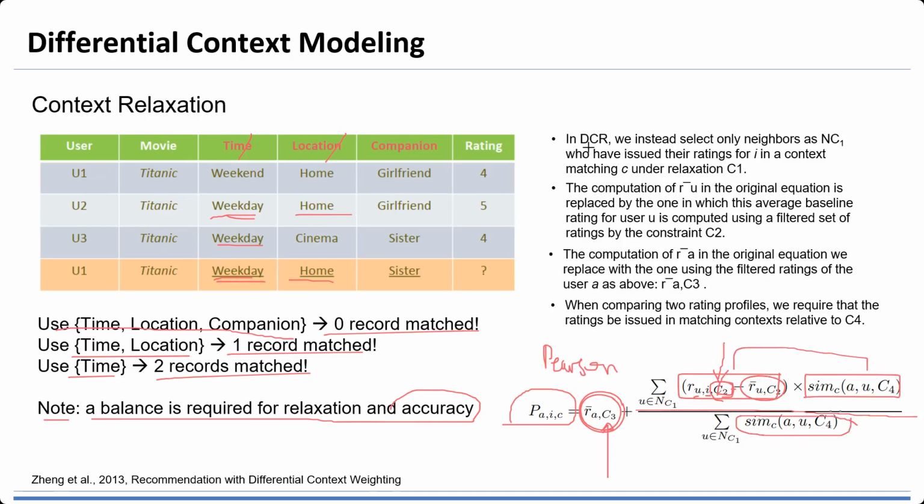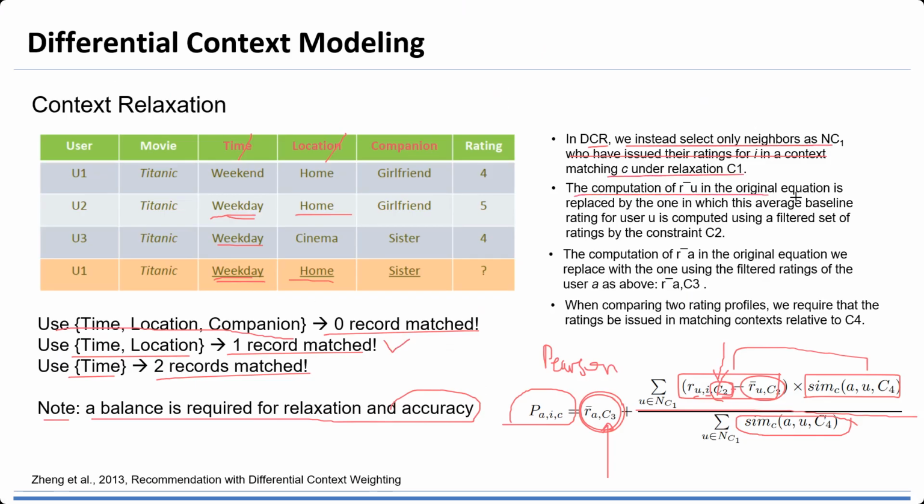So in the context relaxation, we call this the DCR. We instead select only neighbors NC1 who have issued the rating for I in a context matching C under relaxation C1. So let's say this is C1. We have C1, C2, C3, C4. It depends on the relaxation that you want to use.